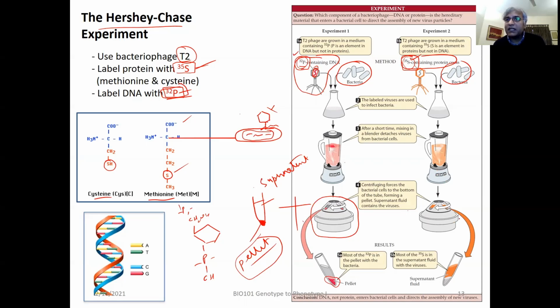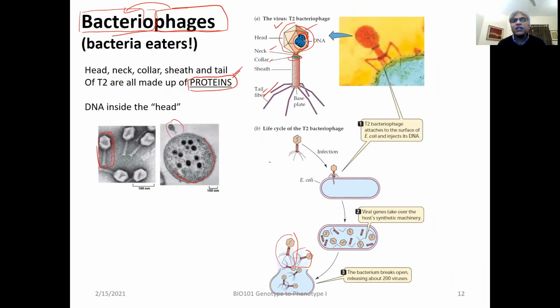because radioactive sulfur remained in the liquid phase, or supernatant phase. It did not go within the pellet, within the bacteria, which means the phage actually injects its DNA, and DNA is the molecule which contains all the information which results in synthesis of new head proteins, tail proteins, collar, and then a new offspring or new viral particle is synthesized.